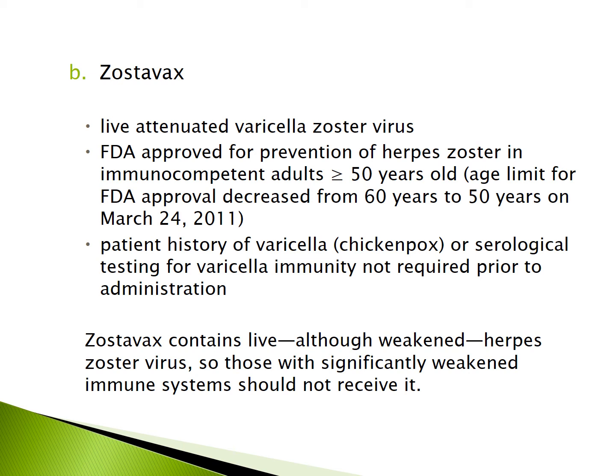A patient history of chickenpox or serological testing for varicella immunity is not required prior to giving the vaccine. It is a live virus. It's weakened. So those with significantly weakened immune systems should not receive it, which is one of the reasons why the Shingrix is recommended over and above the Zostavax now.